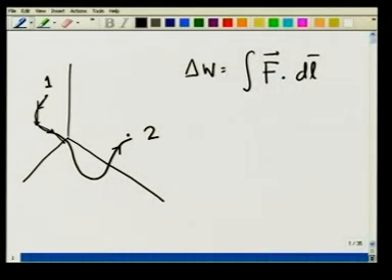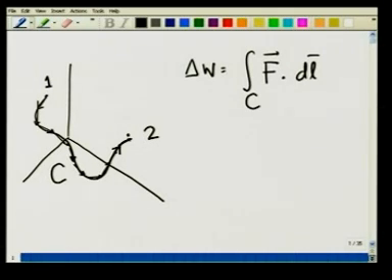In any case, when I define this work, what it means is I am moving a particle in small steps along the path, calculating the work done along each segment, and adding it up. So I am going to put a sign C here to indicate that I am moving on this curve C.